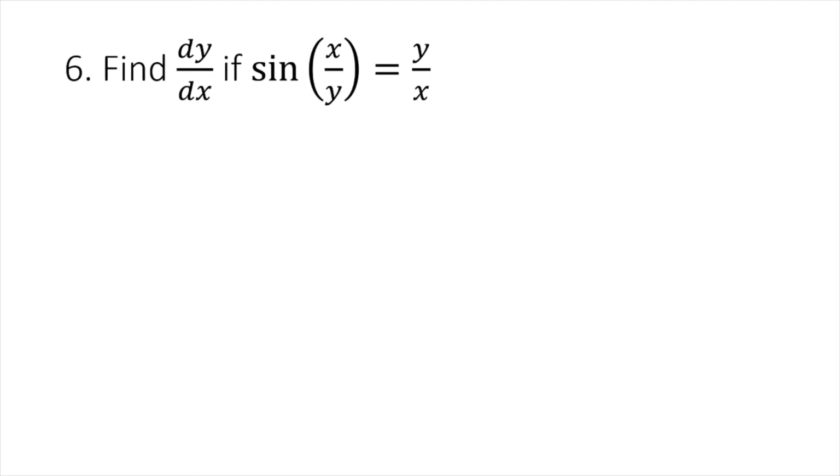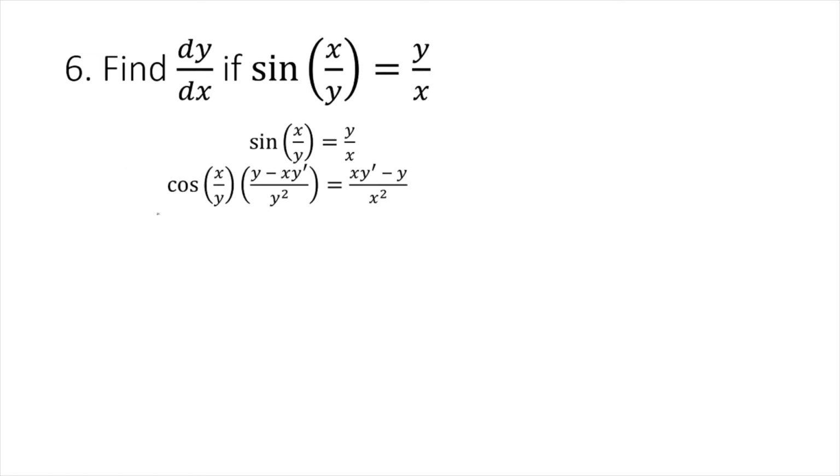Next problem. Find dy/dx if sine of x over y equals y over x. This is an implicit function, so we'll have to apply implicit differentiation, right? First, the derivative of the sine function is the cosine function, right? So we have here cosine x over y, and then differentiate the argument with respect to x. This is in fractional form, so we have to apply the quotient rule.